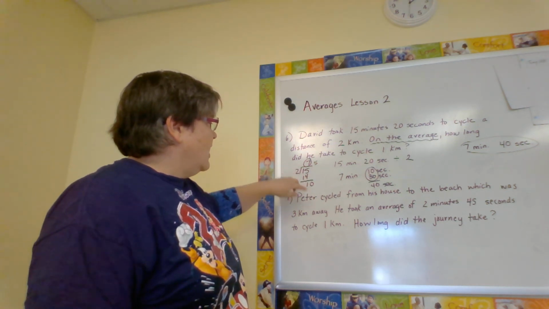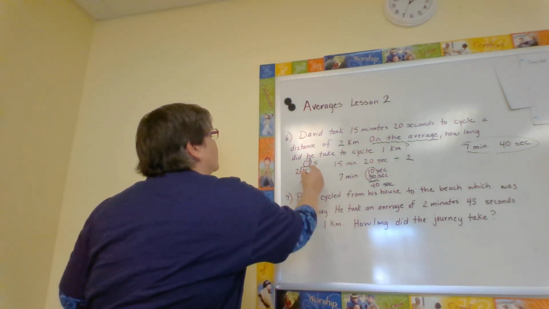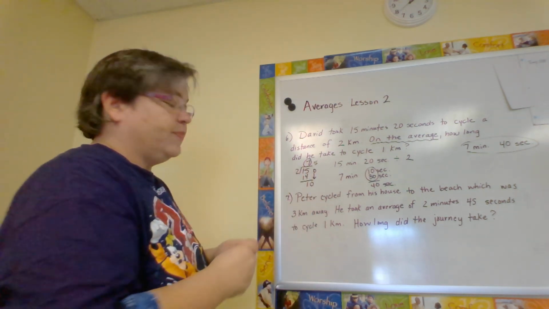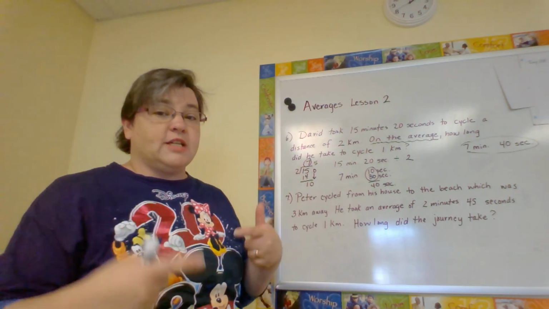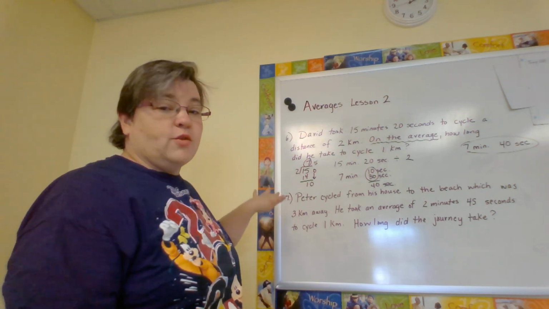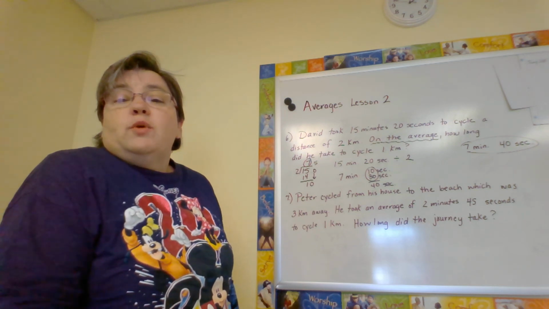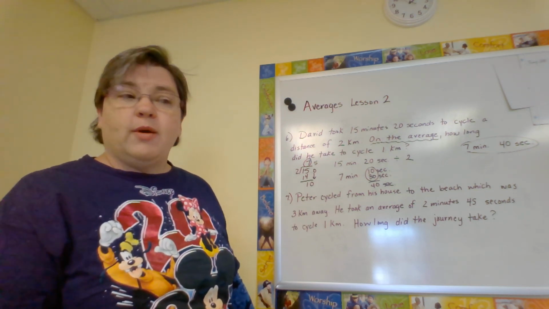What I didn't want you to have to do here is bring down that 0 and have a decimal, because I was afraid that the decimal would mess you up. But that's another way you can do it. Some of you might think that that's easier. Whichever one works, whichever one you understand, I'm okay with.